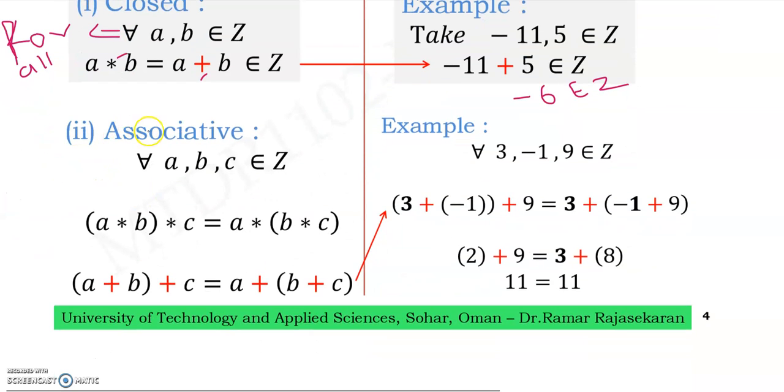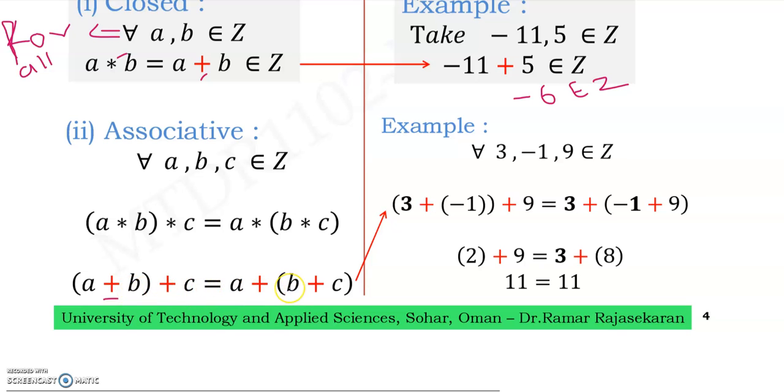Now what is associative? Associative means you take any three values A, B, C in Z. Now check this condition. This is the condition for associative. So A star B star C equal to A star B star C, with brackets. Now here star is the general binary operation, but in our question it is given plus. So now you replace this star by plus. This is the associative property.